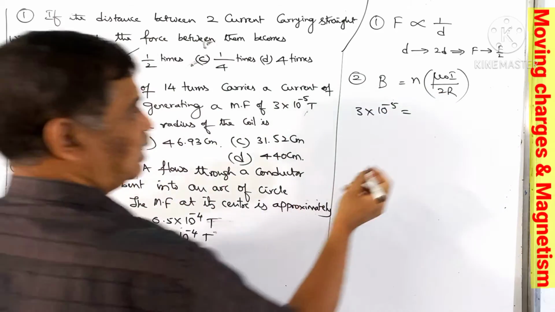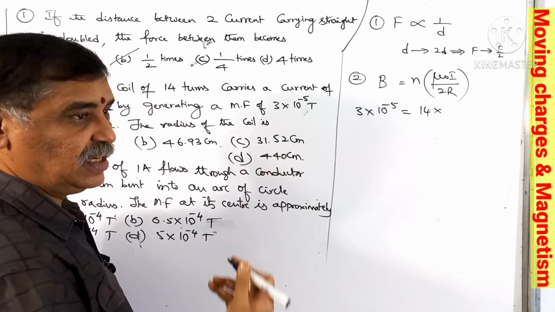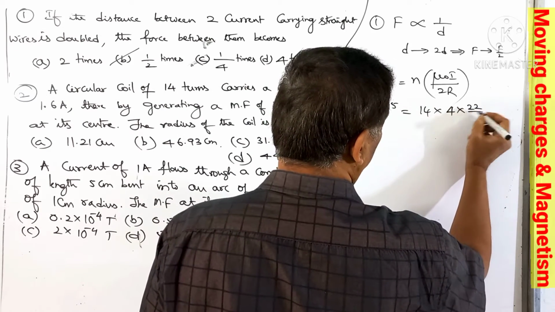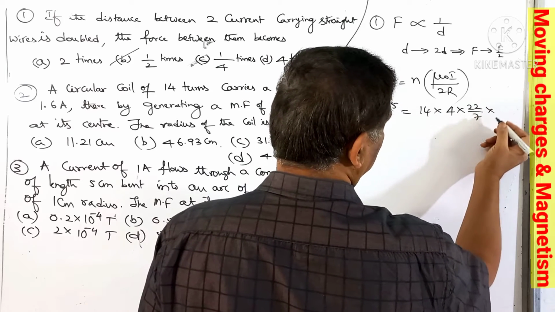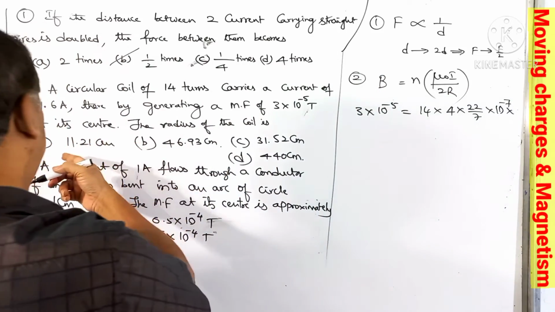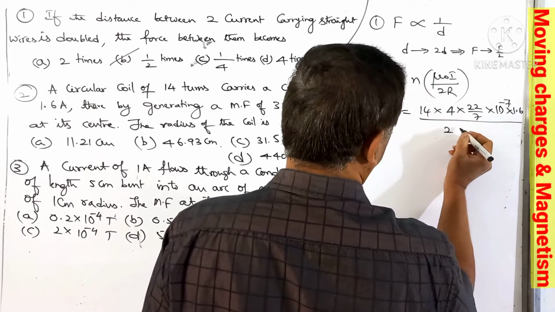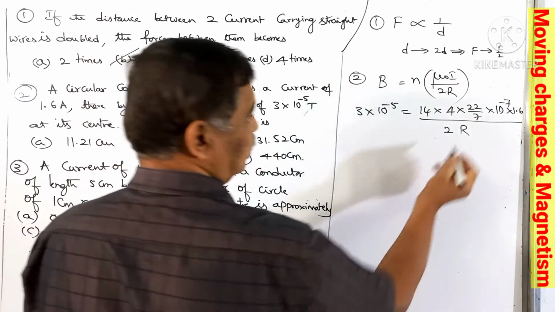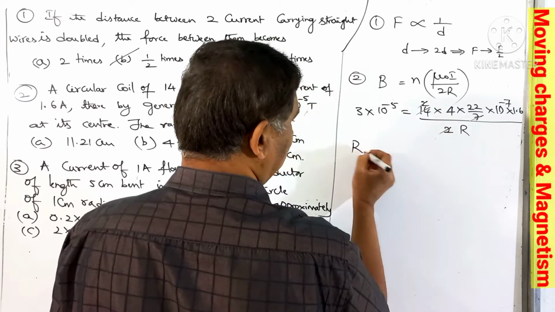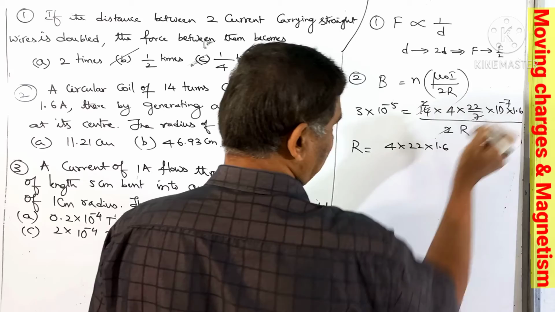N number of turns is given as 14. Mu naught is 4 pi into 10 power minus 7. Pi I write here itself, 22 by 7, into 10 power minus 7 into 4 pi. I current is given as 1.6, divided by 2r, where r we have to find out. Just 7, 2 times 2 cancels. Then rest of things simplify r. So we have 4 into 22 into 1.6 on the right hand side.